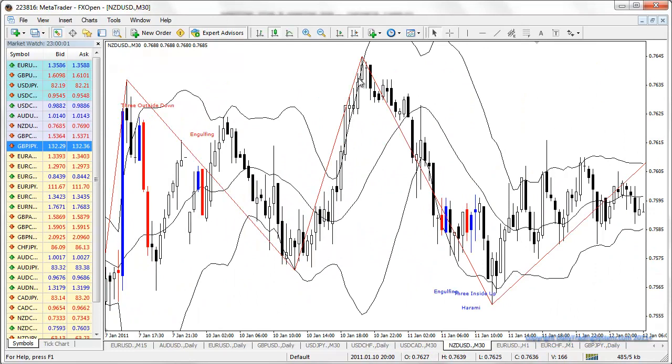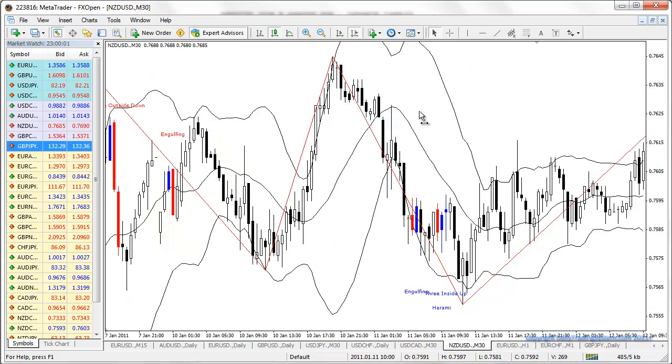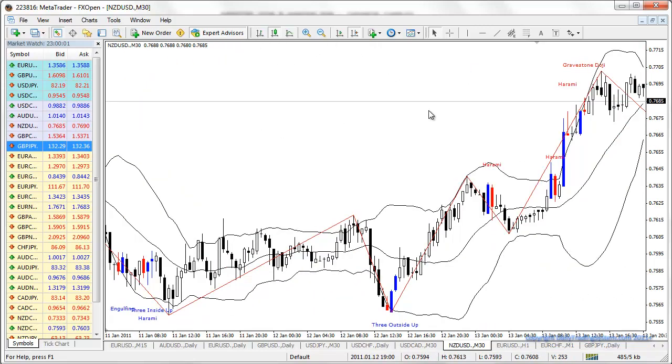There's different little variations. Here's another one, a doji right at the top here. Make sure that your support and resistance levels are in the right area, and then go short on the next bar's confirmation. It's confirmed there. Now you can go short on that. Alright, so there you go.